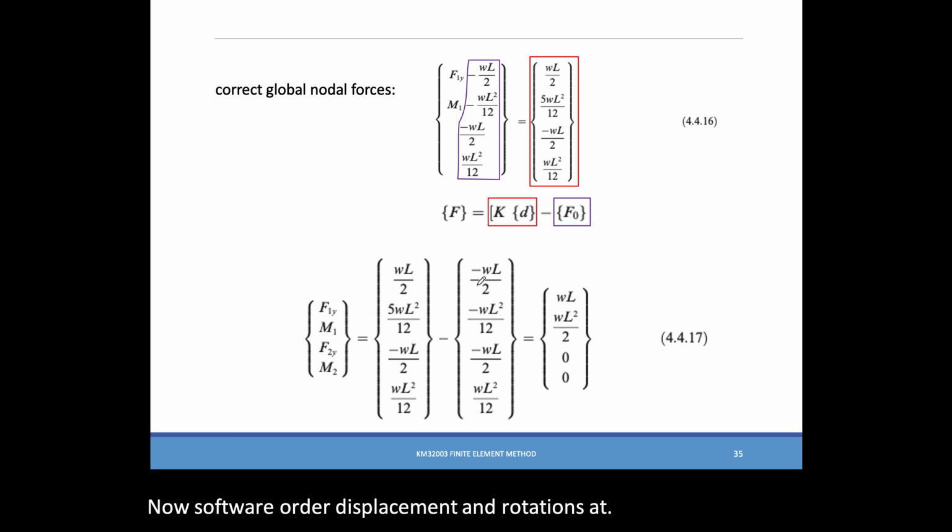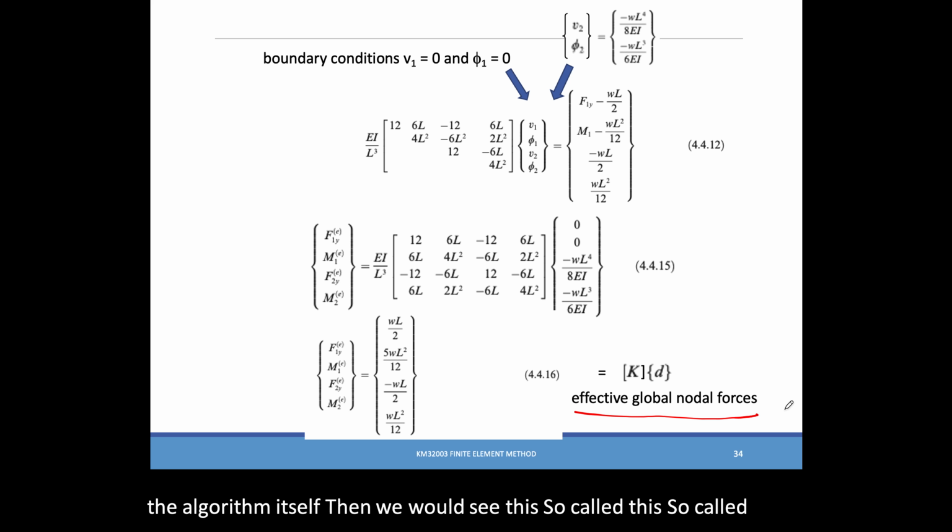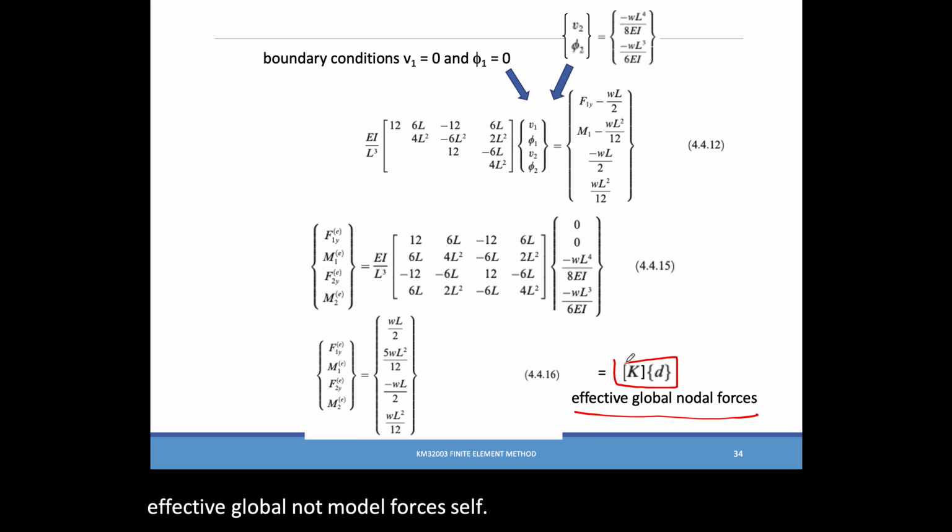So we can simply solve directly, okay, but then if we want to structurize the algorithm itself, then we would see this so-called effective global nodal force itself, as represented by this K multiplied by D.